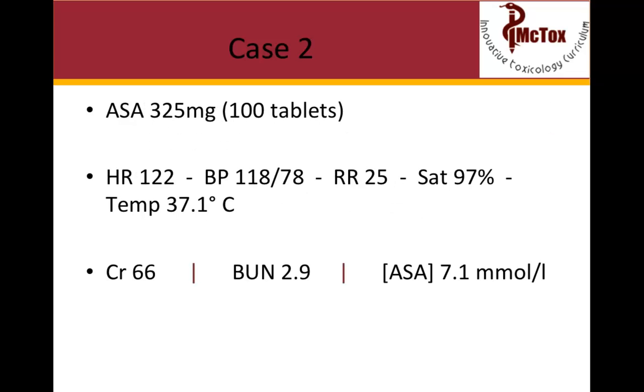We need to know the dose of ingested aspirin. She states that it was 325 milligram tablets that she found at home, but she's not sure how much was in the bottle. Based on the worst case scenario, she could have ingested 32.5 grams of aspirin, assuming 100 tablets in the bottle. Her vital signs show that she has started to become symptomatic with tachypnea. Her blood work confirms the story and the diagnosis of acute ASA toxicity.